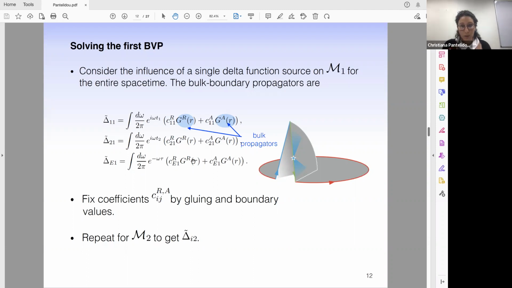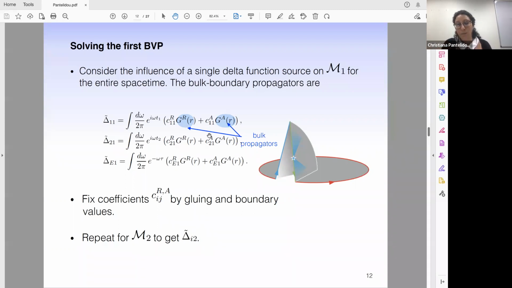These 6 conditions, 3 of them come by imposing boundary conditions. Okay. So for example, here we have a delta function on segment 1. So C11R plus C11A should be equal to 1. Well, on segment 2, we don't have any source. So C21R plus C21A should be equal to 0. And same for the Euclidean segment. So these are the boundary conditions, and they give us 3 algebraic relations.